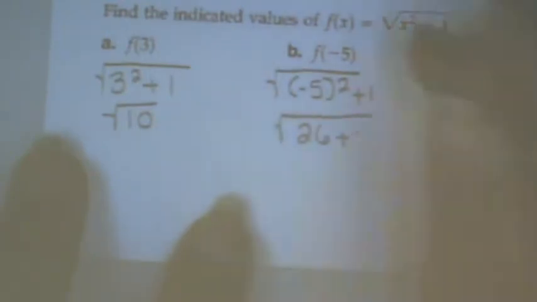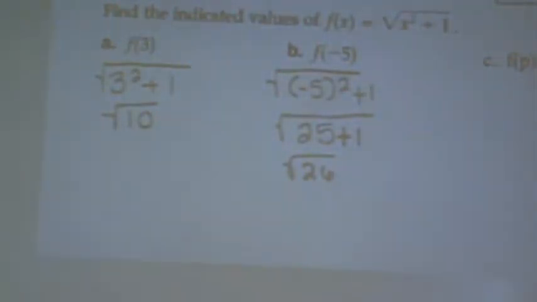How about negative 5? What would you do? Negative 5 squared plus 1. So that would be 25 and 1. 25 plus 1 is 26. Square root of 26. Questions on that one?